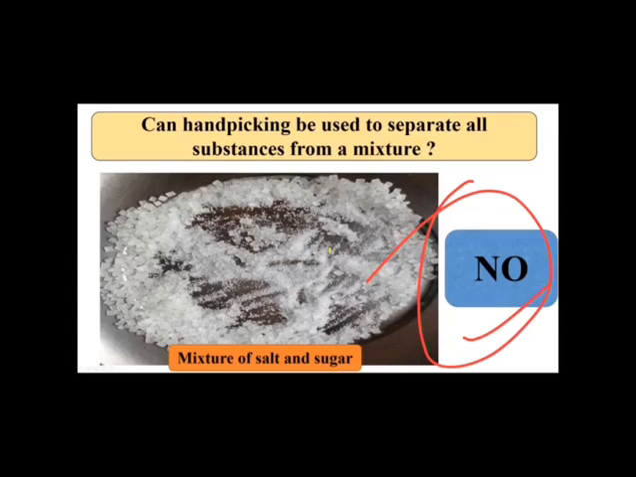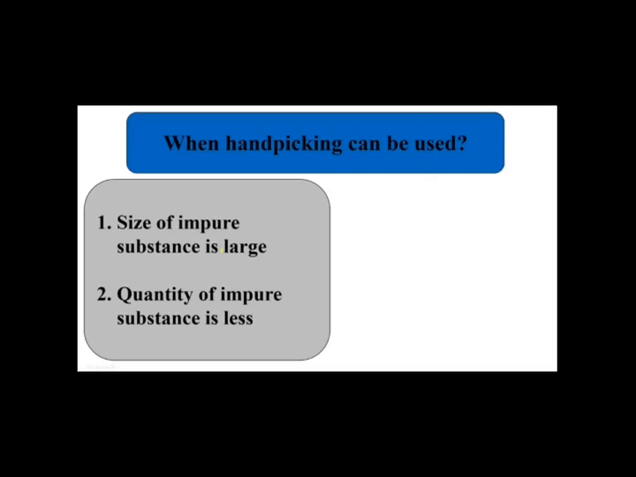Hand picking can be used when the size of the impure substance is large or the quantity of impure substance is less, right? So these are the two conditions when hand picking can be used. Because if the size of the impure substance is small, like the mixture of salt and sugar, it is impossible to separate them by just hand picking. And the second is the quantity of impure substance is less.